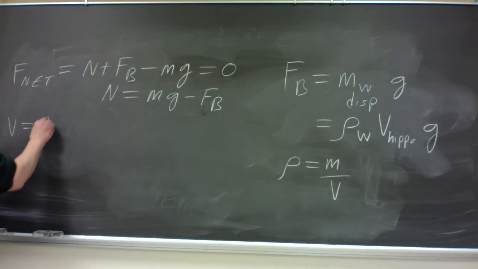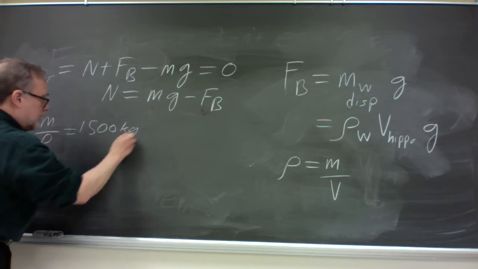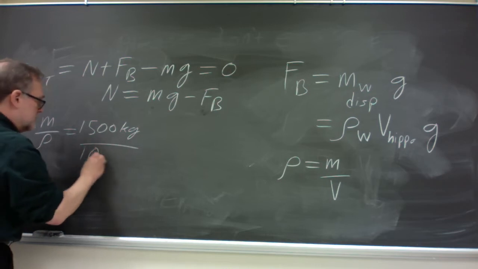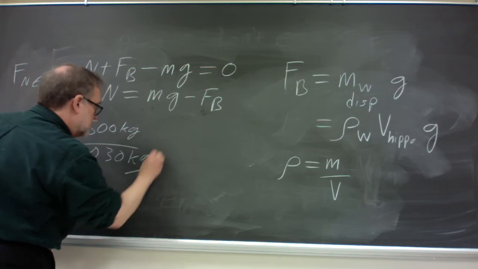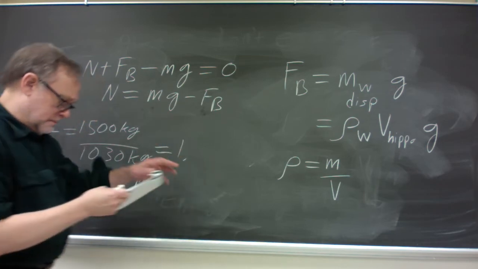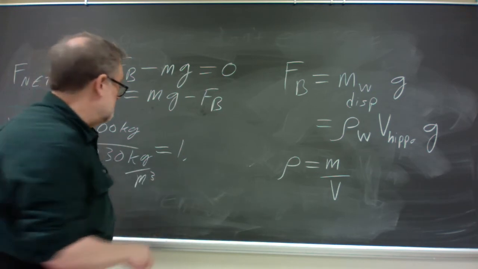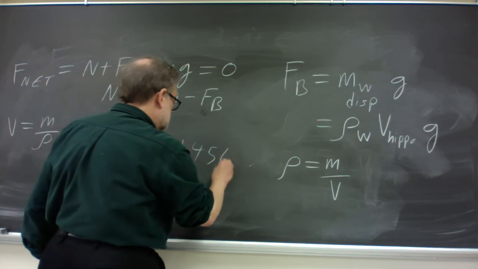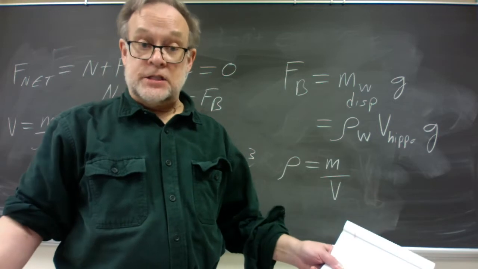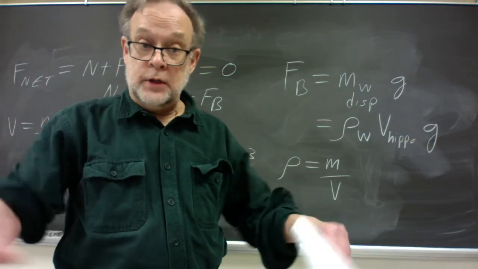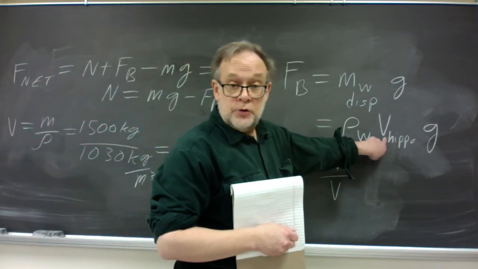Volume is mass divided by density, that is 1,500 kilograms over 1030 kilograms per cubic meter, and that comes out to 1.456 cubic meters. That's the volume of the hippo, and that's the volume that displaces water when the hippo is submerged in the river. Well, that's the factor that goes right there.